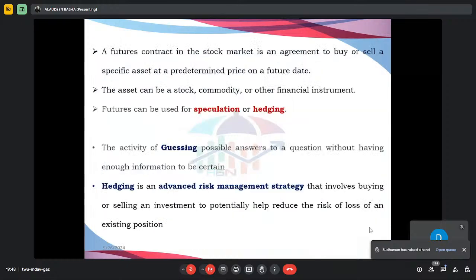What is meant by future? Future is simply called a contract. In this contract, in the stock market, it is an agreement between the buyer and seller. Once you buy or sell the product, that means stock or commodity, the asset can be a stock or commodity, for a particular time period. Futures can be used for speculation or hedging. What is meant by speculation? It's like guessing.